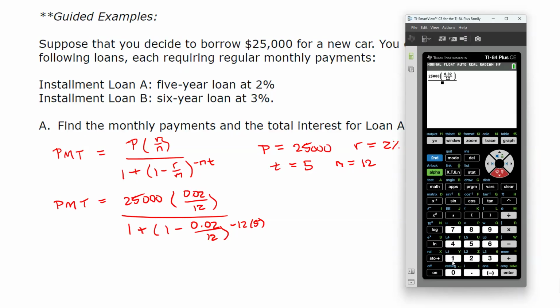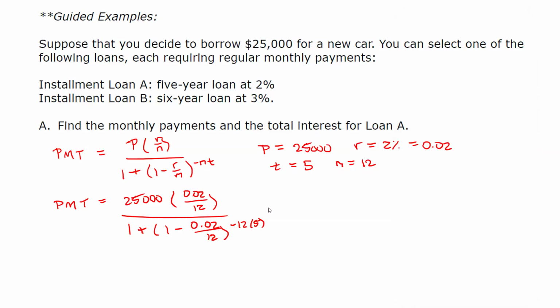Then we go to the denominator. I put a plus here. Oh, these two should be switched. This should be minus and this should be plus. So we'll fix that. So this will be minus parentheses 1 plus our fraction divided by 12, and we'll close that. Exponent minus 12 times 5. Enter. All right, so this is our monthly payment.